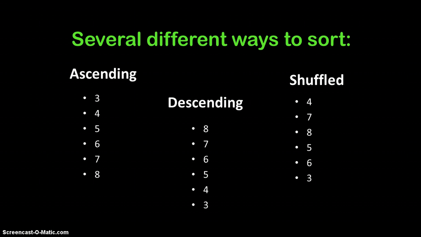Here are a few different ways to sort. As you can see, ascending over here, ascending means to go up, 3, 4, 5, 6, 7, 8, going up. Descending means to go down. Okay, and then shuffled means that there is just no order. It's completely random.